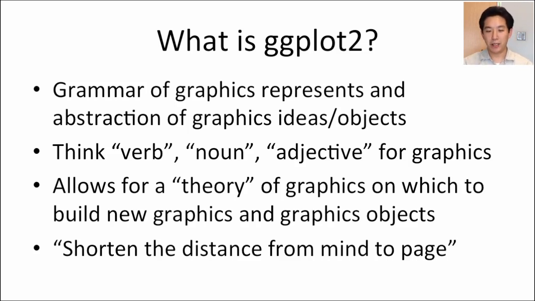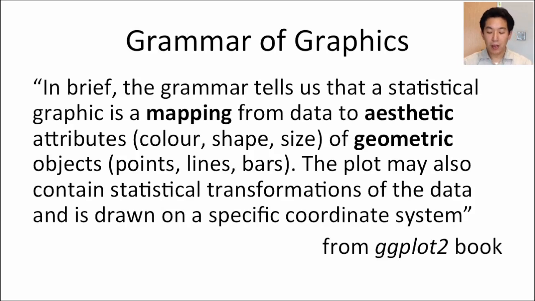So if you have some data that you're looking at, and you think of a way that you want to visualize that data, you want to be able to rapidly take those ideas and turn them into a picture on your screen. From the ggplot2 book, this sentence summarizes the basic idea: the grammar tells us that a statistical graphic is a mapping from data to aesthetic attributes, so color, shape, and size, of geometric objects, so points, lines, and bars. And the plot may also contain statistical transformations of the data and is drawn on a specific coordinate system.